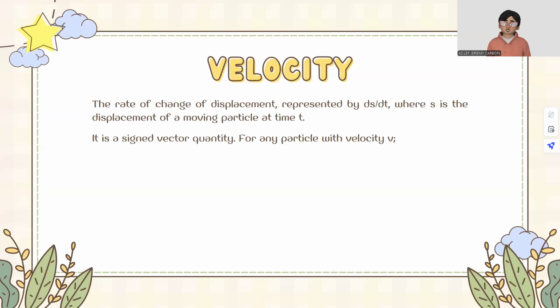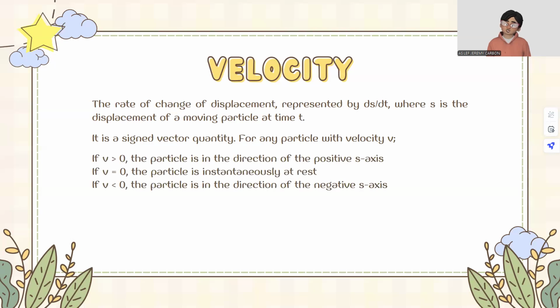It is a signed vector quantity. And when we say signed vector quantity, it, of course, retains the magnitude and the direction. But now the sign actually matters. Its sign doesn't simply state where it should be put on the S axis. Now it actually means something, which for any particle with a velocity v, we have the following interpretations.